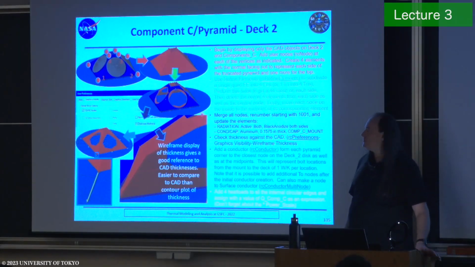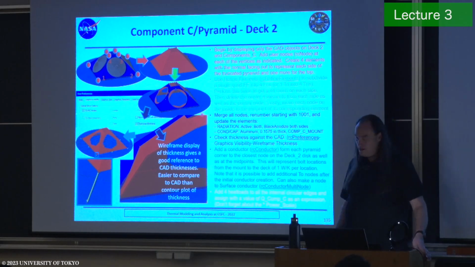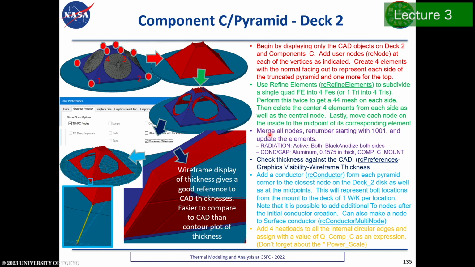All right, this section will be going through how we build the pyramid. This is where we use that refine elements that I showed you a little earlier. So we start off and make a quad element here, and then we refine it and get 4 more elements, and we refine those again and get 16 elements on each side, and then do the same trick that we did before, delete out the ones in the middle, move some nodes, and create our geometry.